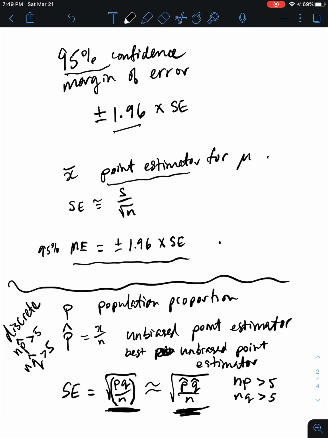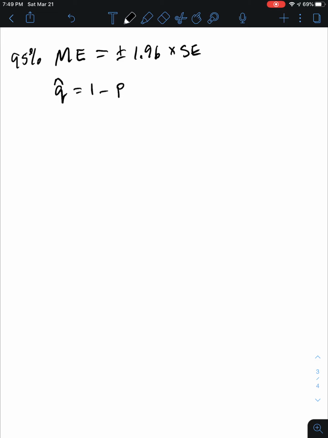I guess there's one other little tiny thing that I didn't mention here, and that is what Q hat is. Q hat, of course, is 1 minus P hat. So P hat is the proportion of successes in the sample. Q hat is the proportion of failures in the sample. All right, so that gives us all the formulas we need to actually do some problem solving.